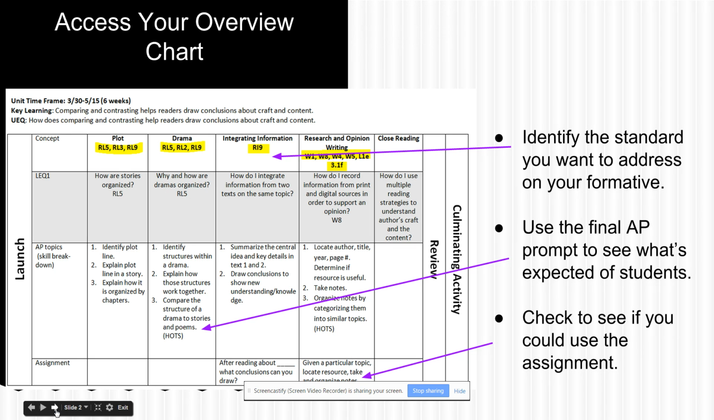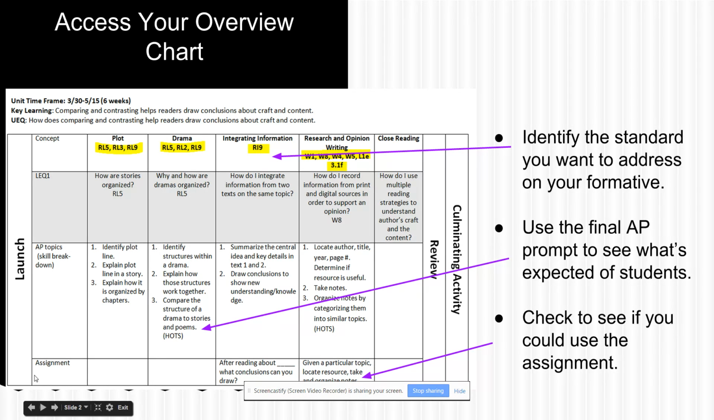overview chart. Within every unit, you will find several standards that are addressed. So you just want to focus in on a standard that you want to use for creating a formative assessment. Some things to think about when looking at your overview chart that may help you with the progression of this standard is when you look at the final AP prompt. This is going to be the most important because this is where you need to be by the end of the unit. This is what will be assessed.